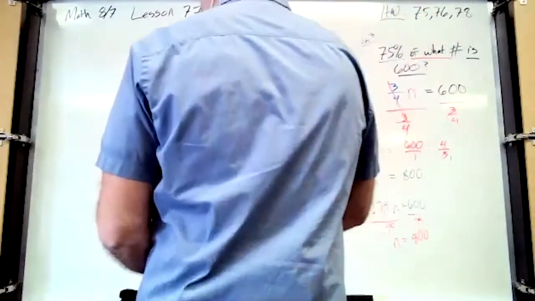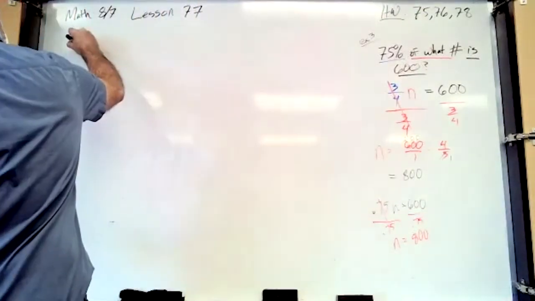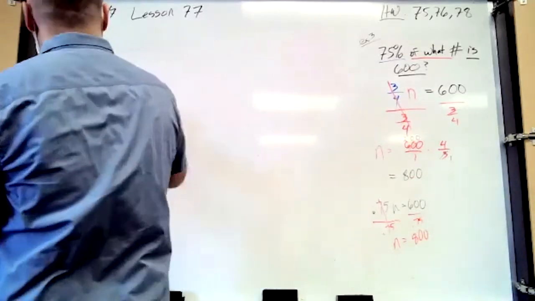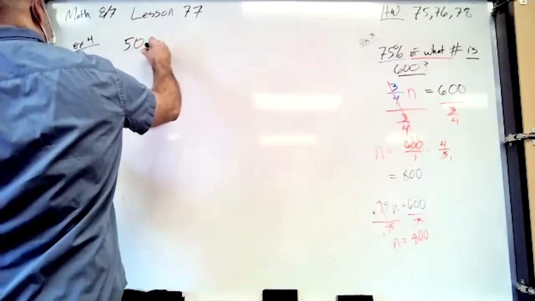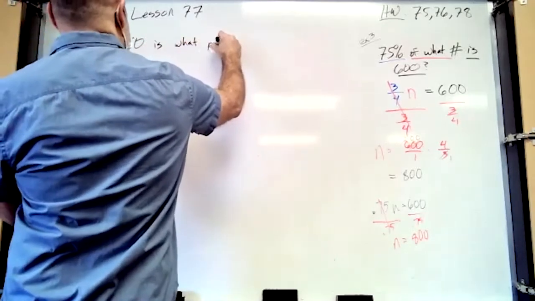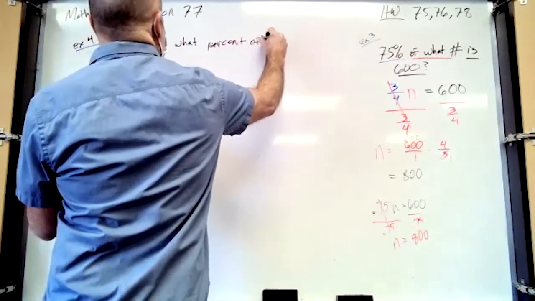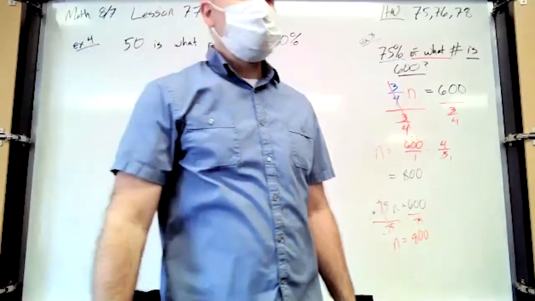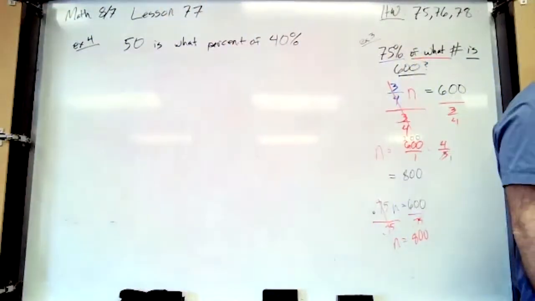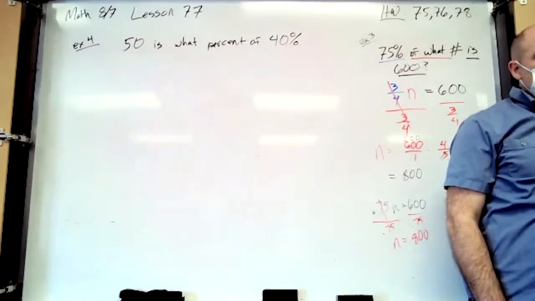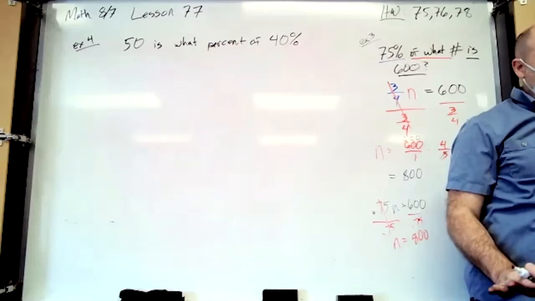Okay, let's do example 4. Example 4 says 50 is what percent of 40? I know how to translate that. Okay, don't try to think about this, because if you think about it, you're going to get confused. 50 is what percent of 40? Wait a minute, 50 is bigger than 40. Okay, I'm going to stop.